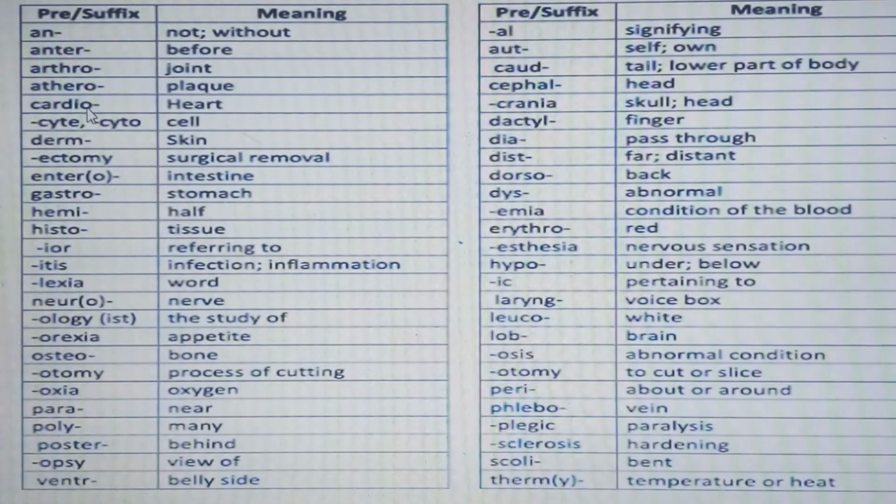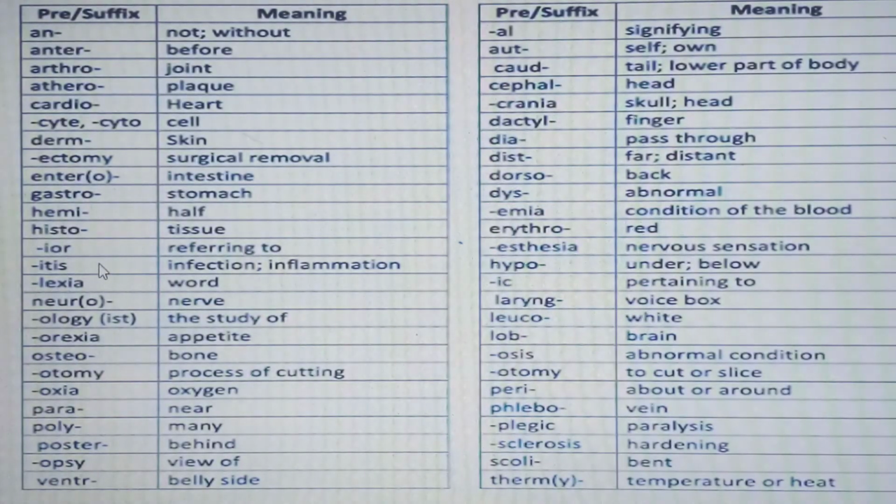The word cardio or cardia has to do with the heart. Cyto has to do with cell. Derma or dermo has to do with skin. Ectomy has to do with surgical removal, for instance gastrectomy. Entero has to do with intestine, gastro with stomach, and hemi means half. Histo has to do with tissue. Infra is inferior, and itis has to do with inflammation.